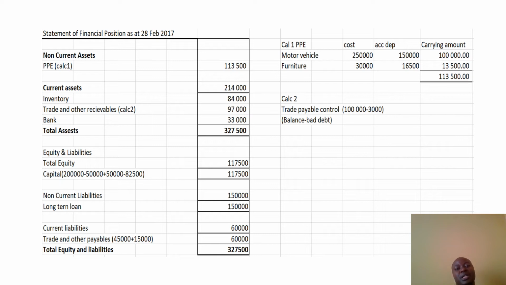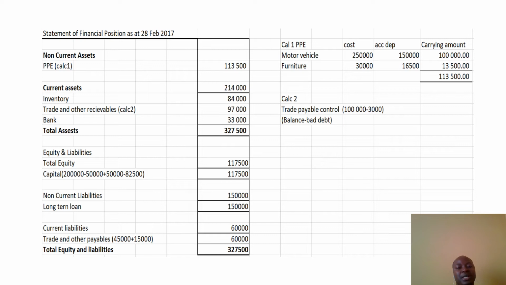Then you go to the equity and liability section, right? Since this is a sole proprietor, your equity comprises capital. You have your opening capital minus the drawings. You add the deposit that was done by the owner into the bank account, and then you subtract the loss that we determined in the previous slide, which is your statement of comprehensive income, to get your 117,500, right?